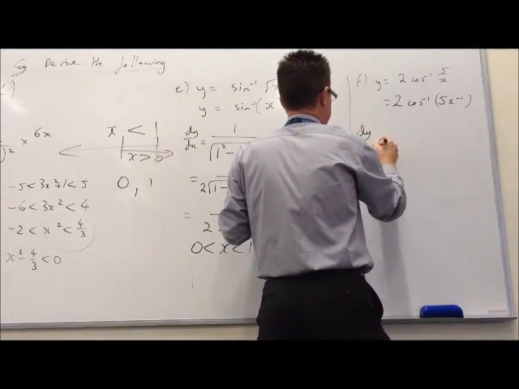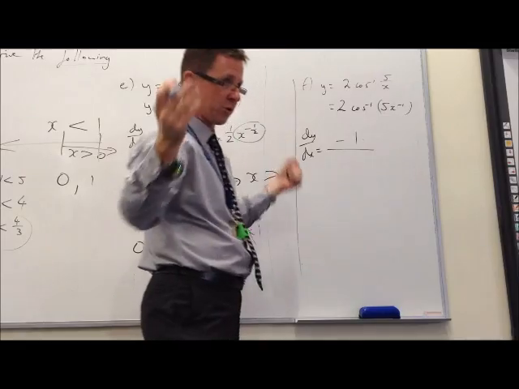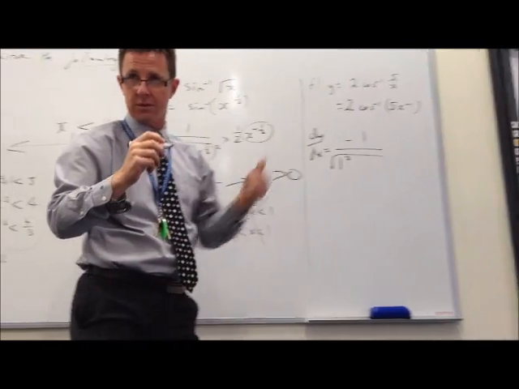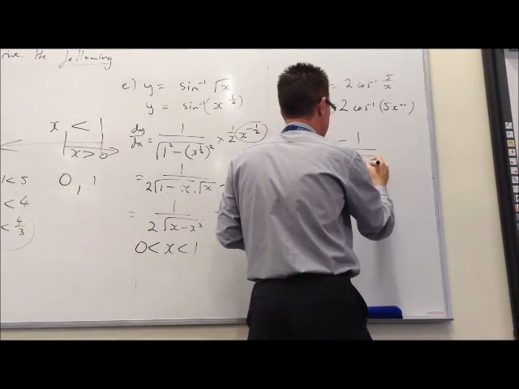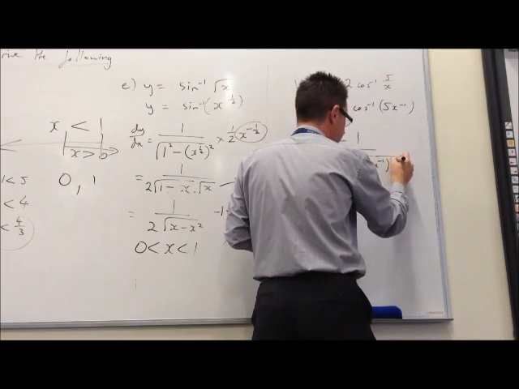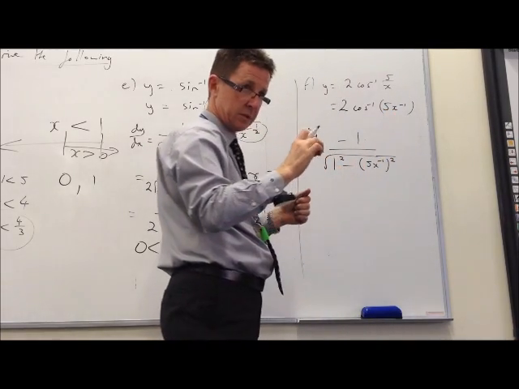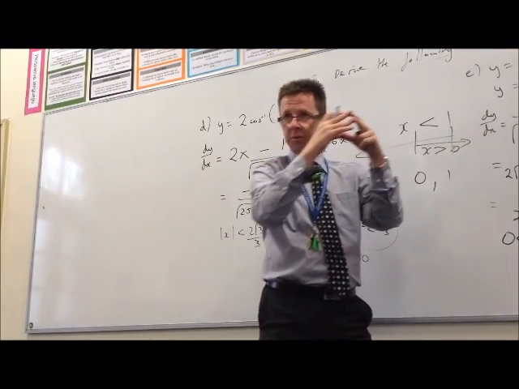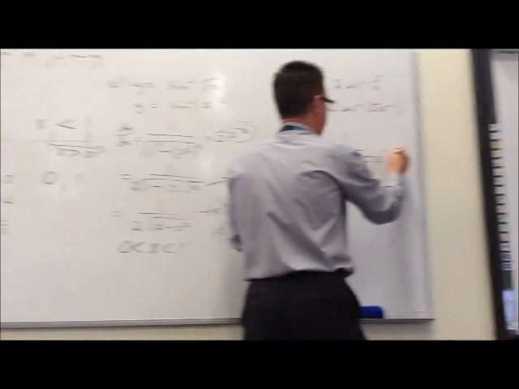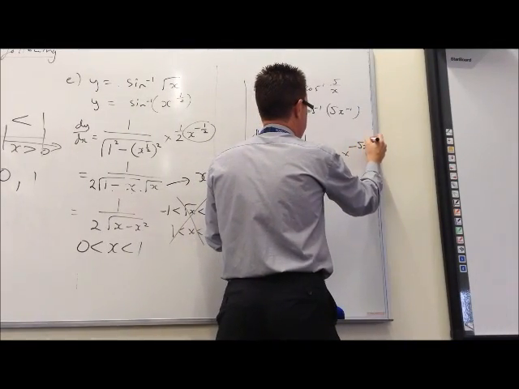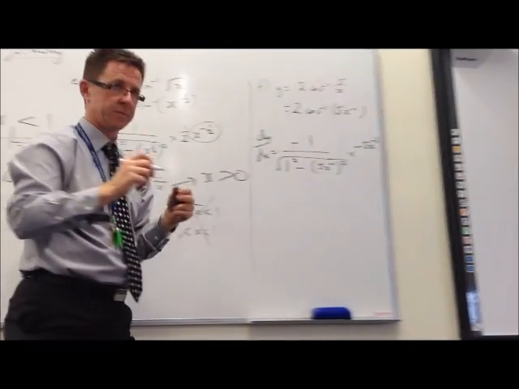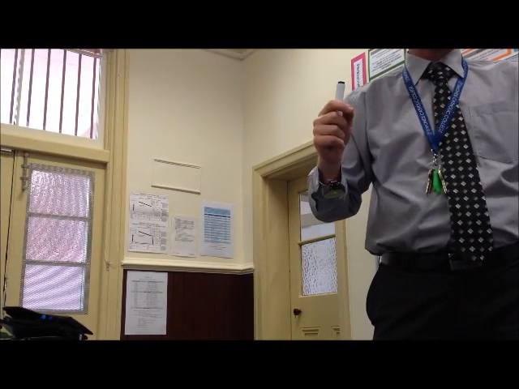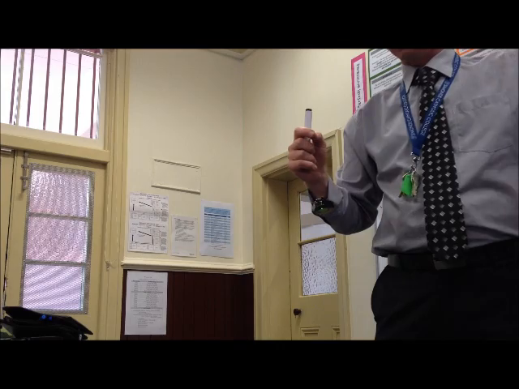So dy/dx is -1, because that's what cos does, over A squared minus my function squared. Yep, because you're replacing it with an x. And then multiplied by the derivative: negative 5x to the negative 2. Good? That's calculus.